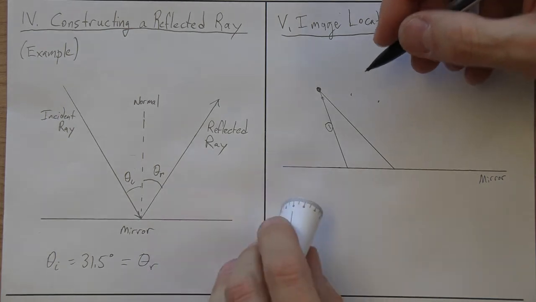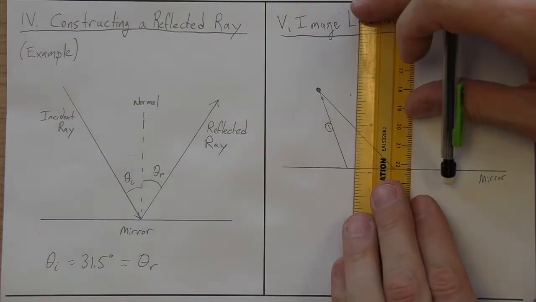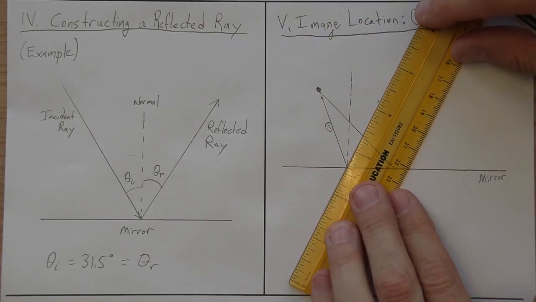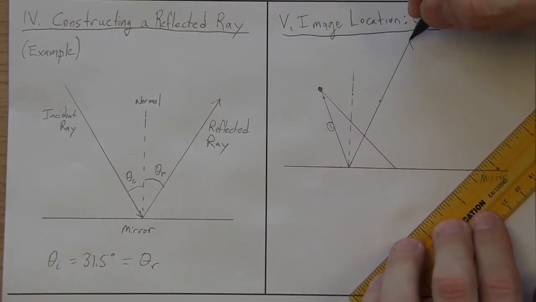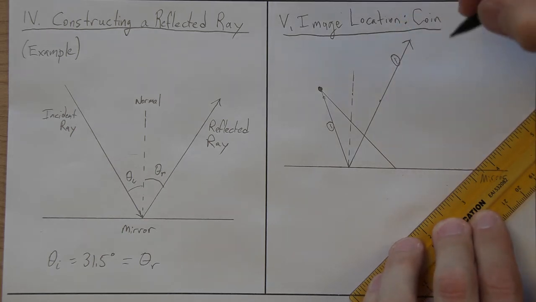All right, so there. Now I'm going to go ahead and draw in that normal and draw the reflected ray. Oops, I'm a little off. I missed the mark by a little bit. Again, this is the path of ray 1 upon reflection.